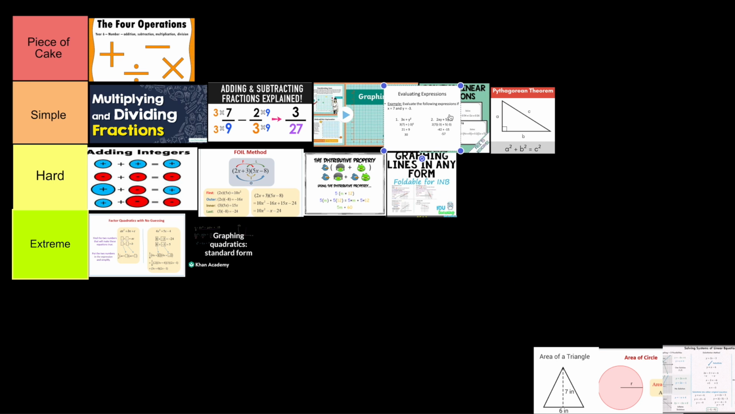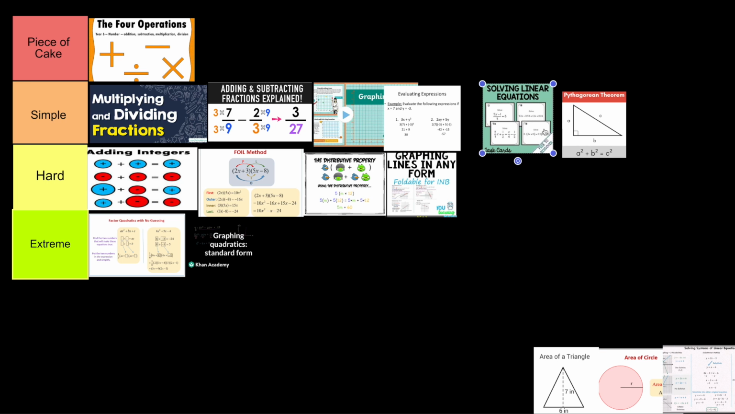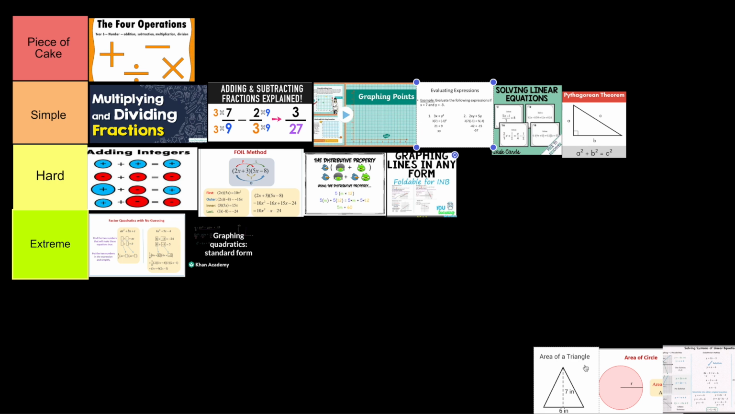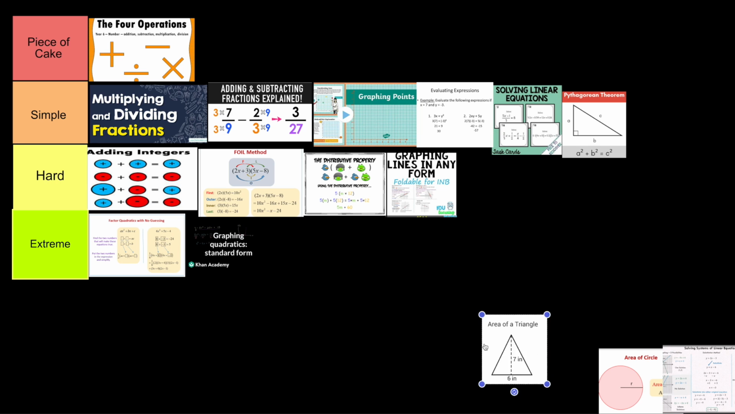Evaluating expressions. Yeah, it's probably easier than solving linear equations. You basically just plug in a variable. That's basically it.